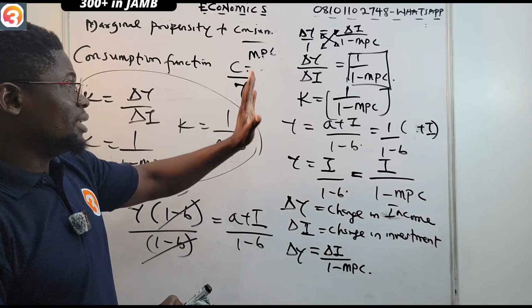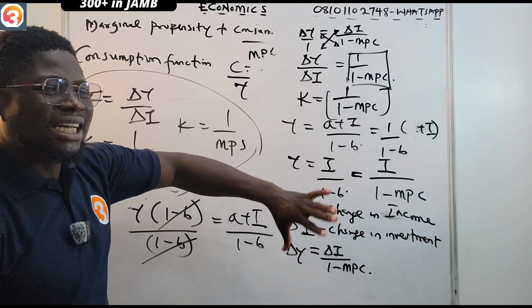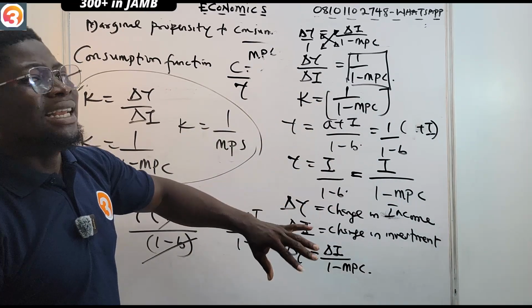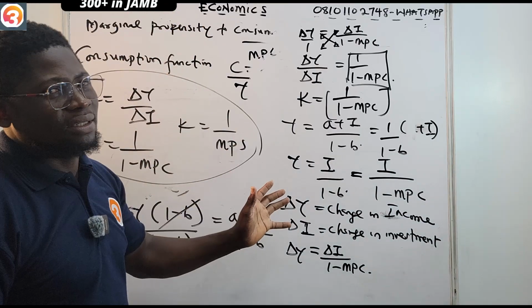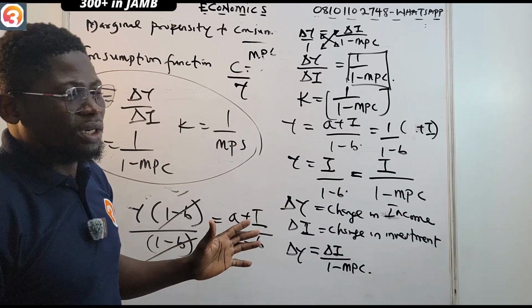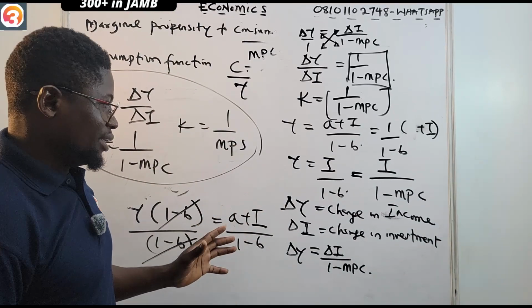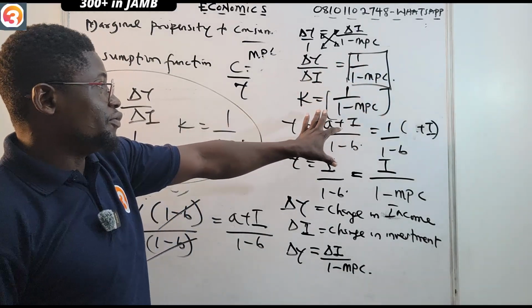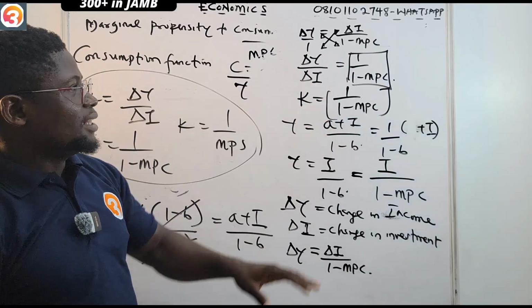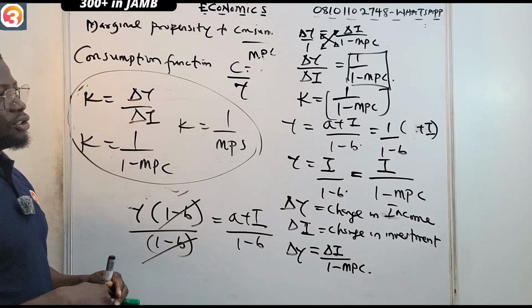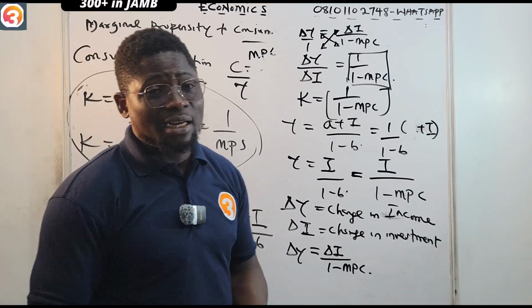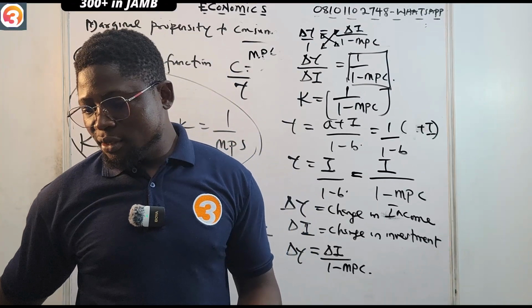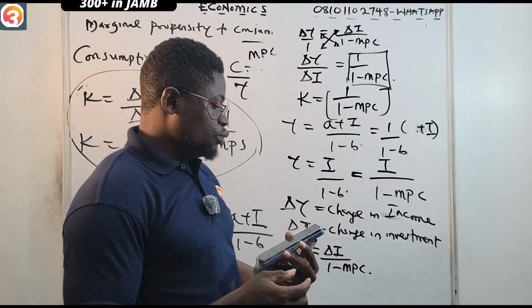How they derive this formula is not important to JAMB, but it's important you understand it, because if you understand it, you understand all the relationships that have to do with national income accounting. And no matter how they set the question, you will not be confused by it. So this is our formula for multiplier. We have seen the effect, so now let us go to the app and answer questions.